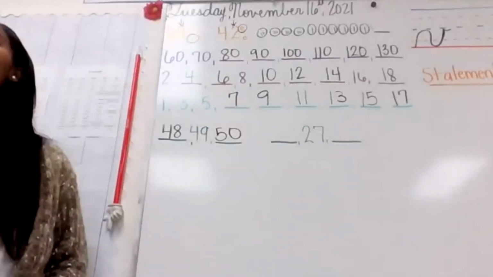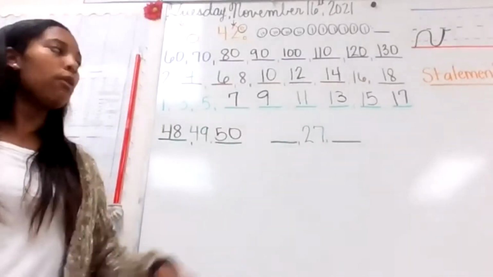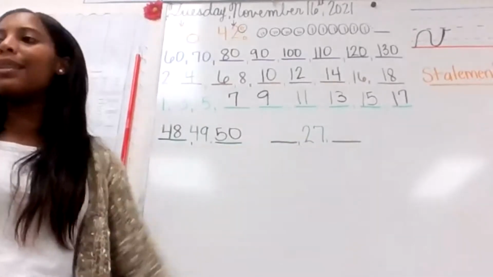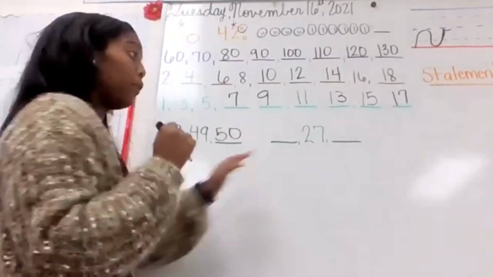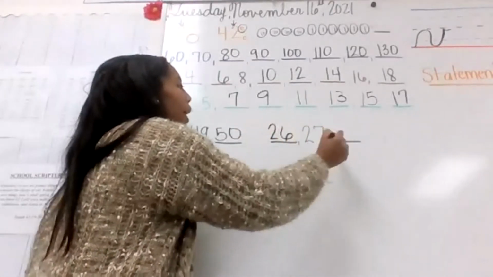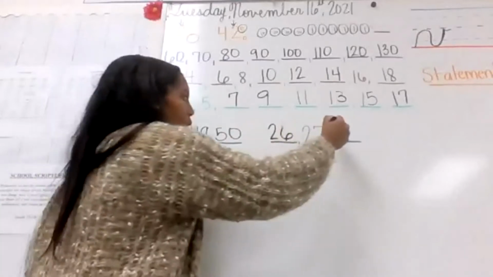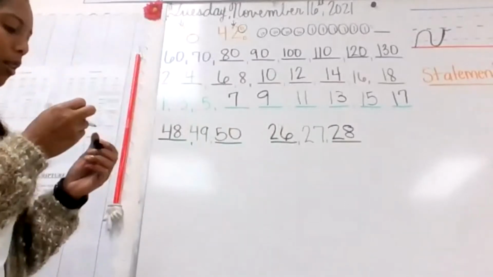27. What number would come before 27? 28? Before. We're going back. 26. What number would come after 27? 28. Awesome. Good.